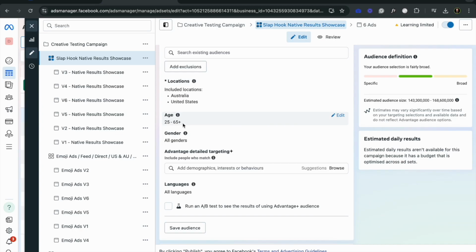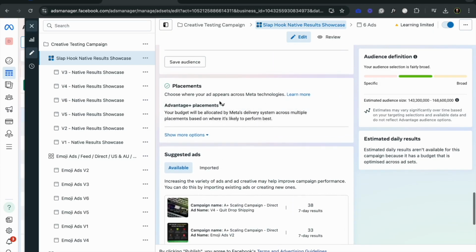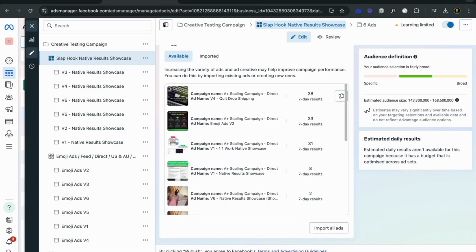25 plus, I don't go below 25 just because they have less buying power. Again, I'm judging a book by its cover, and obviously there's 18-year-olds who are millionaires and all that sort of stuff, but on the whole, most people below 25 don't have savings, and they don't have an awful lot of disposable income to spend on stuff like this. So I split it at 25 to be more efficient, and then I leave everything else blank, no targeting, nothing at all. Placements just leave on, and that's basically it.